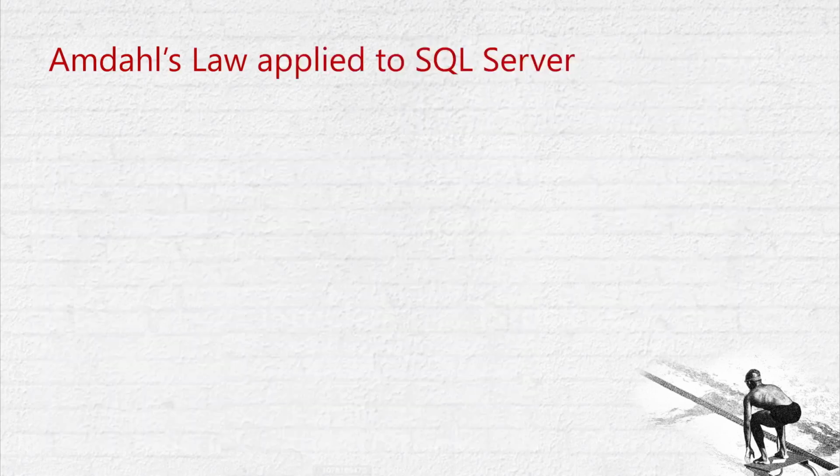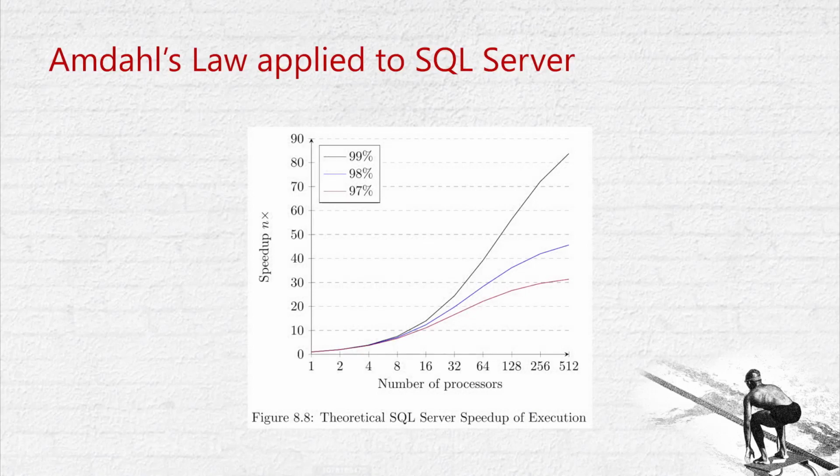Let's translate that into SQL Server. If we apply this Amdahl's law to SQL Server and machines that you can basically have today, SQL Server can run queries independent from each other at about 97 to 99%.